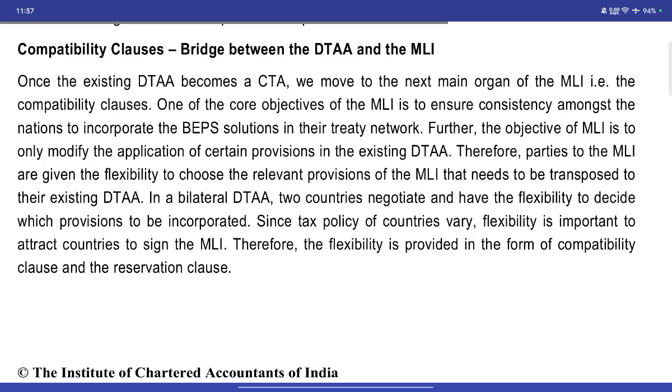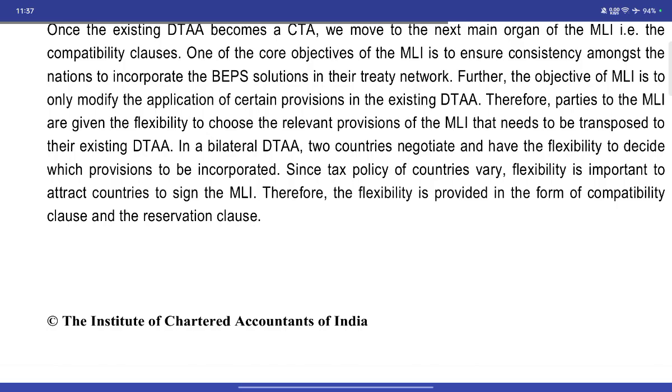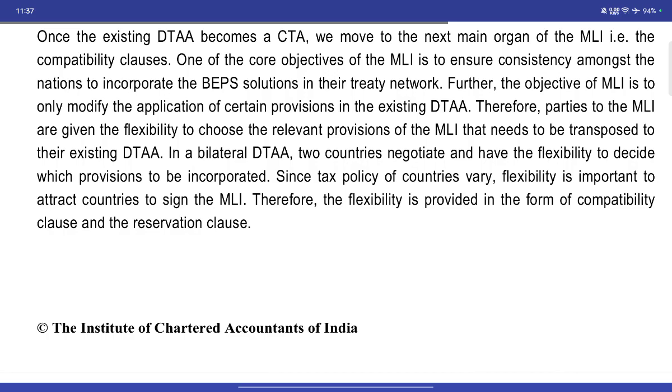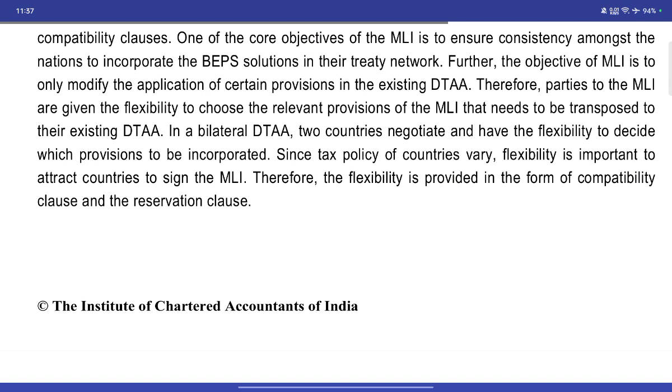The main objective of the MLI is to ensure consistency among nations in incorporating solutions to tax treaty issues. Further, the objective of the MLI is only to modify the application of certain provisions of the DTA. Therefore, the parties to the MLI are given the flexibility to choose the relevant MLI provisions that need to be applied to the existing DTA. In bilateral DTAs, two countries negotiate with flexibility to decide which provisions to incorporate, since the tax principles of countries vary, and flexibility is important to attract countries to join the MLI. Therefore, flexibility is provided in the form of the compatibility clause and the reservation clause.